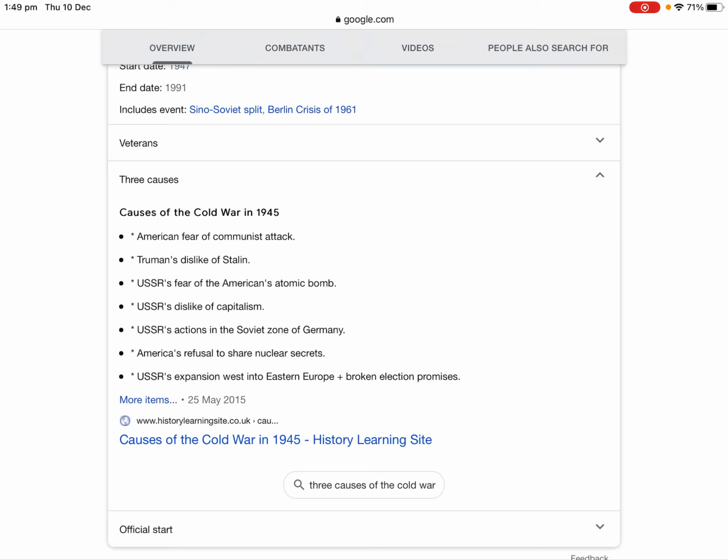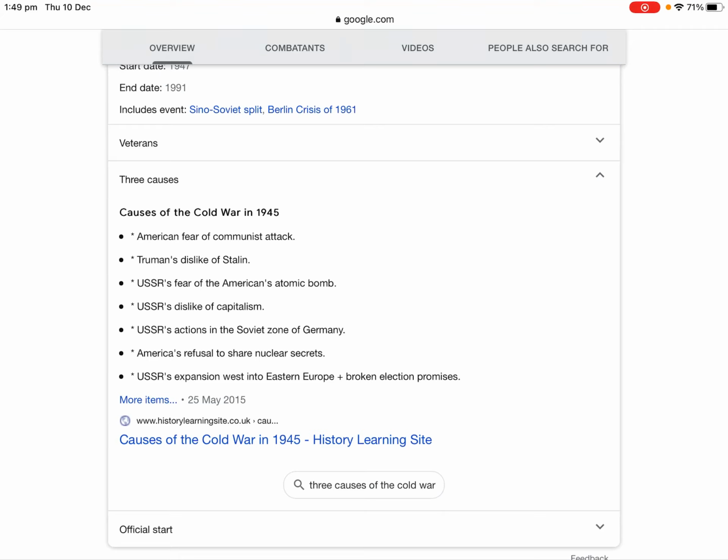Then there was the USSR's dislike of capitalism. They really didn't like capitalism because they were two different ideologies and they were rivals.